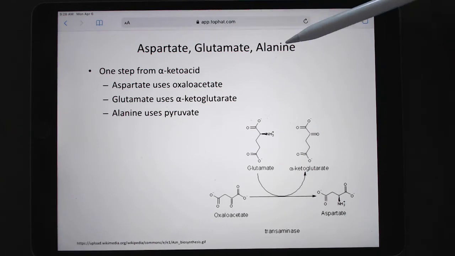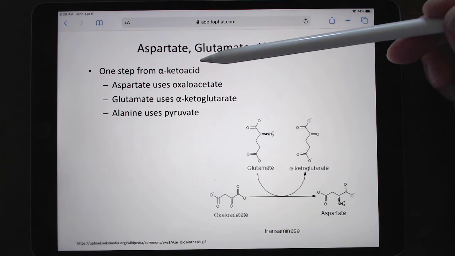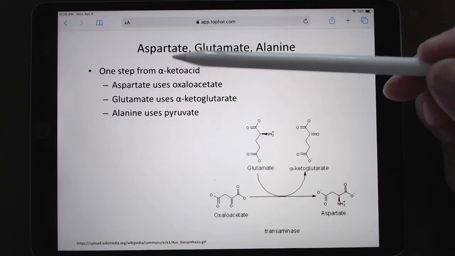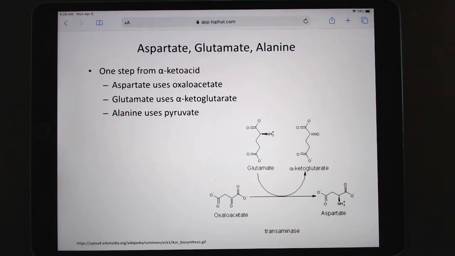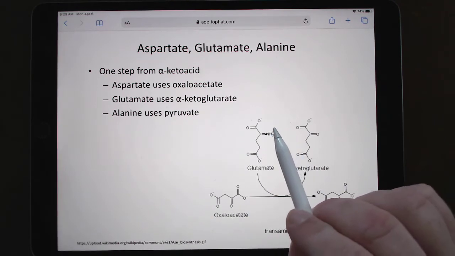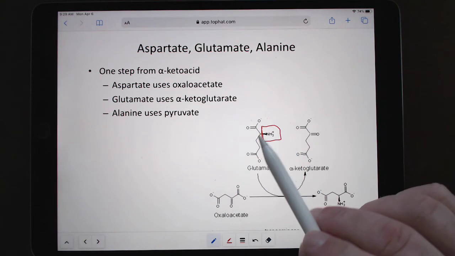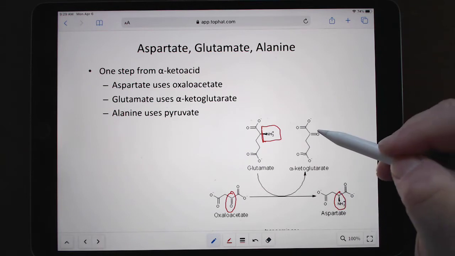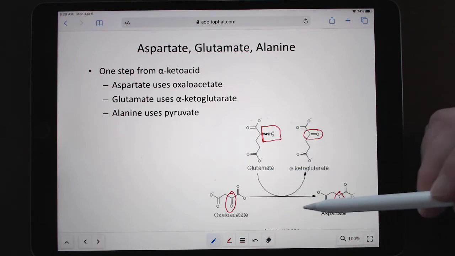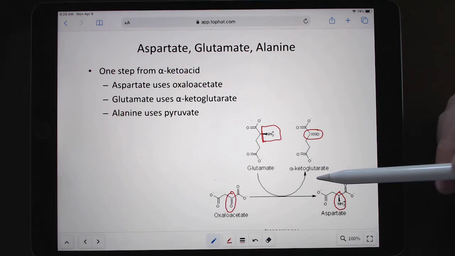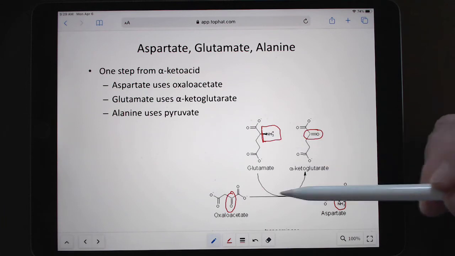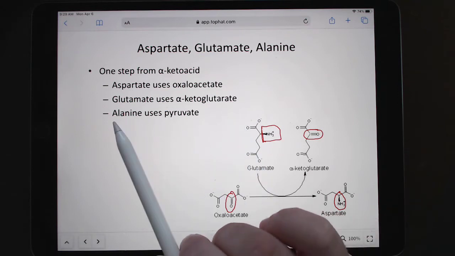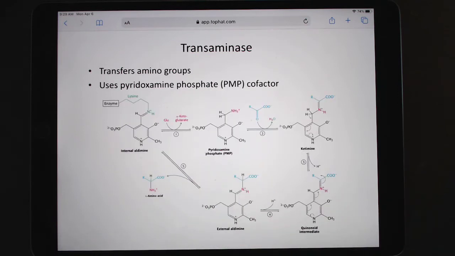Okay, so aspartate, glutamate, alanine. These are all produced from their respective alpha keto acids. So for aspartic acid, it's oxaloacetate. So if you just come in here and you're transaminating, basically swapping in this amine and putting it in right there. You're literally getting a transfer from glutamate to aspartate. Glutamate comes from alpha-ketoglutarate, right? And alanine is going to come from pyruvate. But they all are essentially the same.